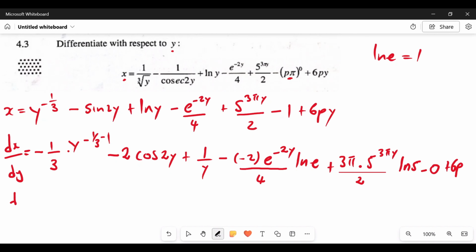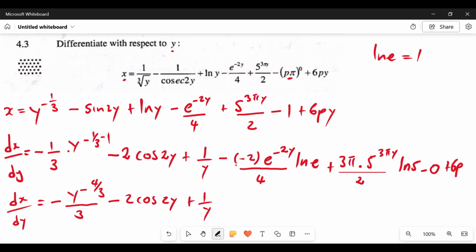So we continue dx over dy. Let's start with the first term. As you can see, the first term we have negative 1 multiplied by y. We can say y to the power of negative. Let's not forget we have negative 1 over 3 minus 1. So it's going to give us the power of negative 4 over 3. There we go. Divide by 3 there. Right. Minus 2 cos 2y. So the second term doesn't need to be simplified. And the third term is still fine. We don't need to simplify it.